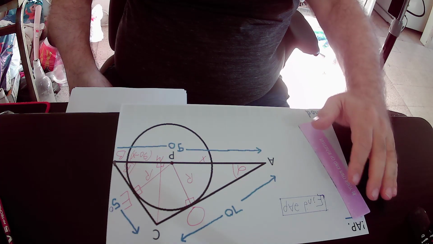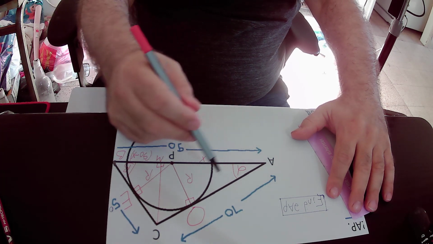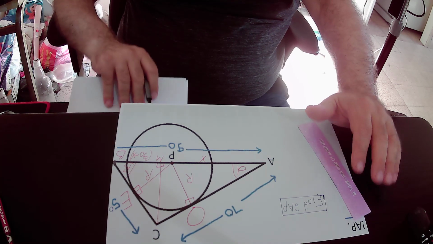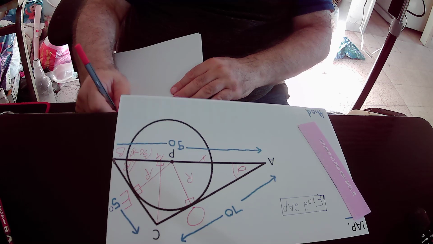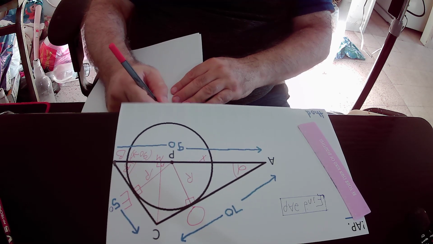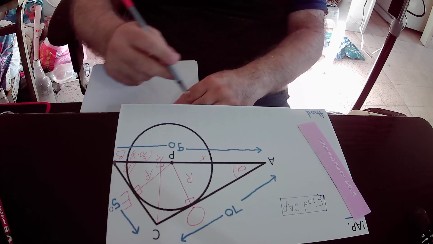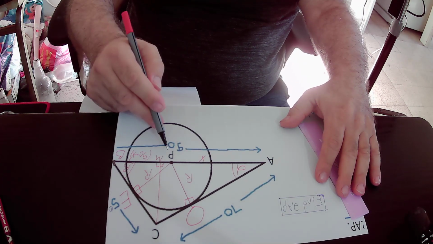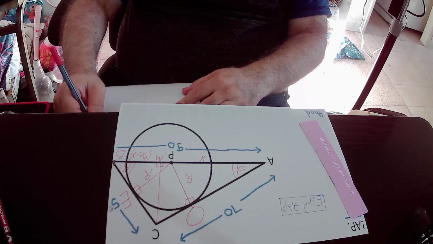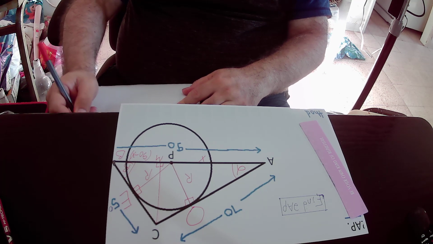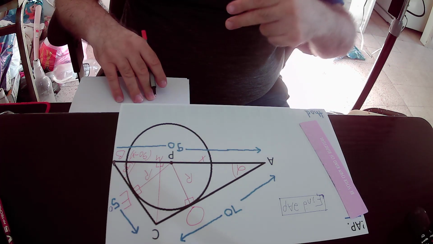Now we will focus on triangle AOP, the right triangle AOP, and also we will focus on the right triangle ACM. Let's start with the right triangle AOP.